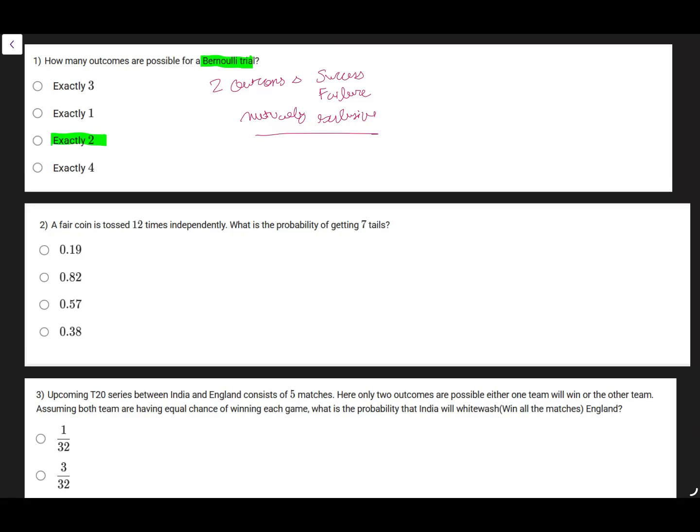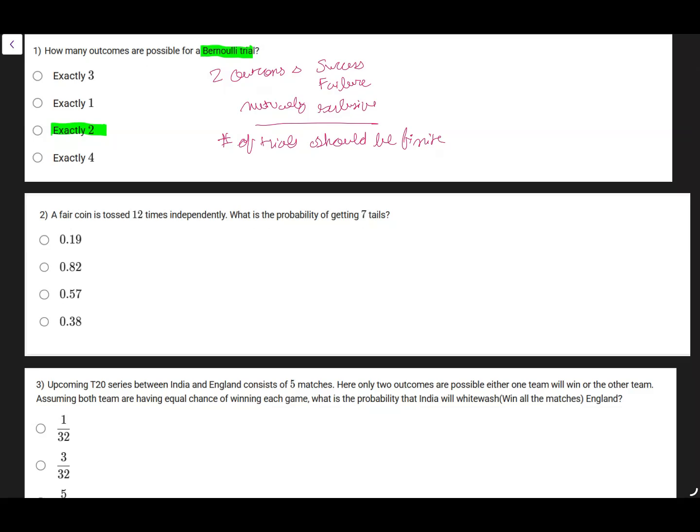Exactly 2 outcomes should be there. The number of trials should be finite. You should have some ending. For example, if you're tossing a coin, you should be able to toss it for a finite number, not an infinite number. Then each trial should be independent, as I said, mutually exclusive. And the probability of success stays the same for each trial, and the probability of failure is also the same. So this was the first question that we saw.